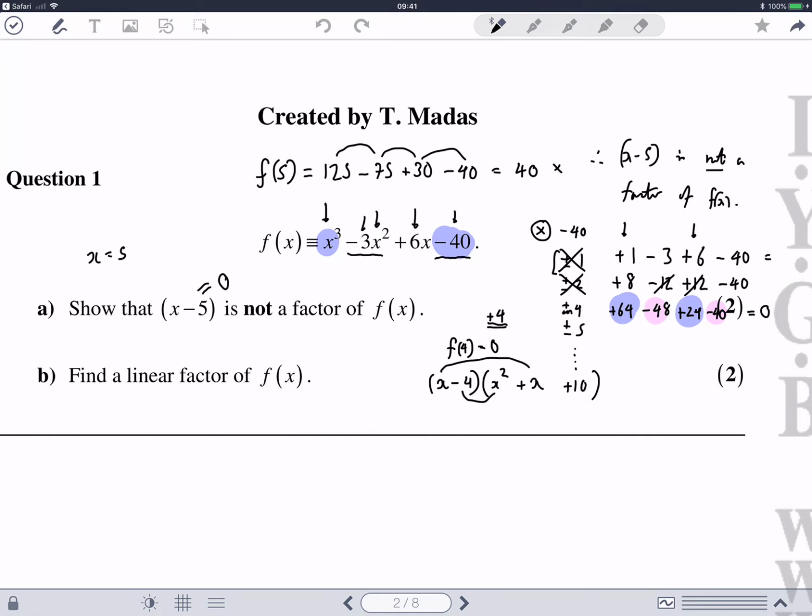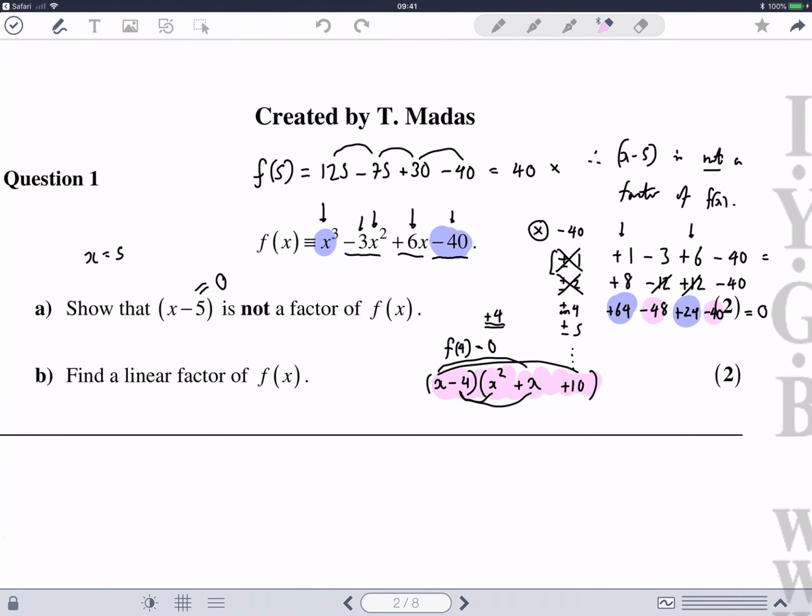And I can confirm this by multiplying out further. By doing minus 4 times x, which is minus 4x, and then x times 10 to get plus 10x, and 10x minus 4x gives me the plus 6x, and then it works out in the end. So there you go. x minus 4 is the linear factor we're looking for.